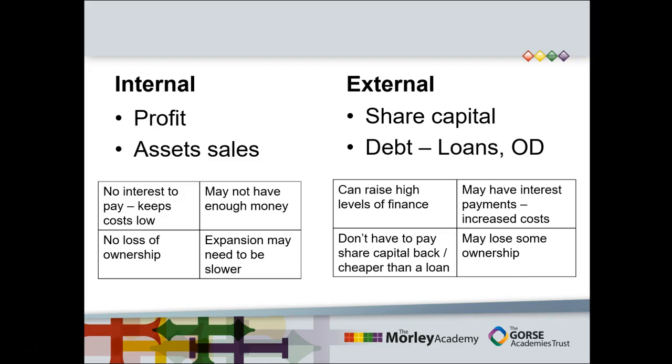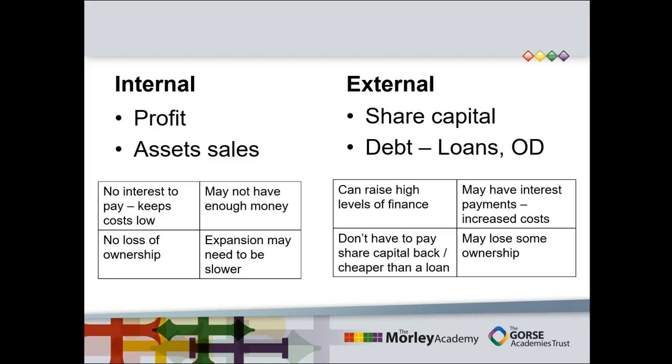Remember, Unit 3 is about larger organisations, PLCs, and organisations where shares or the sales of shares is very common within those organisations. And if you sell shares within your business, then that results in you starting to lose some of the ownership of that business.